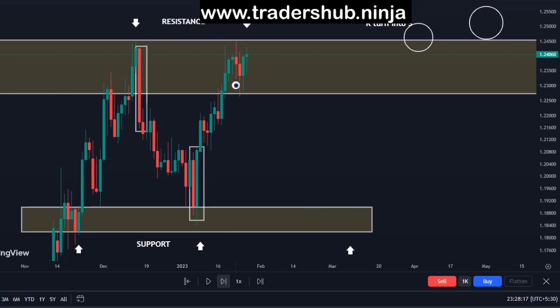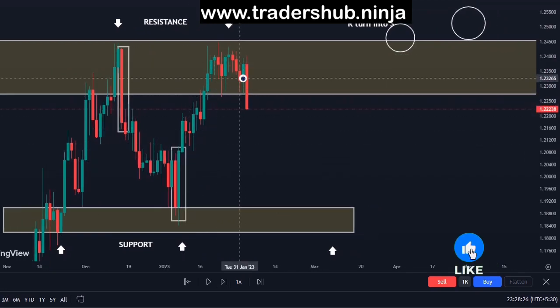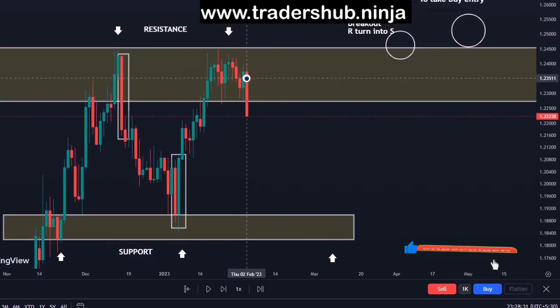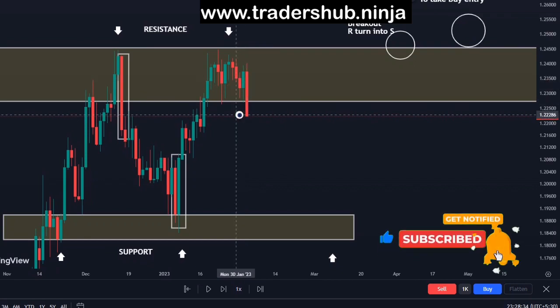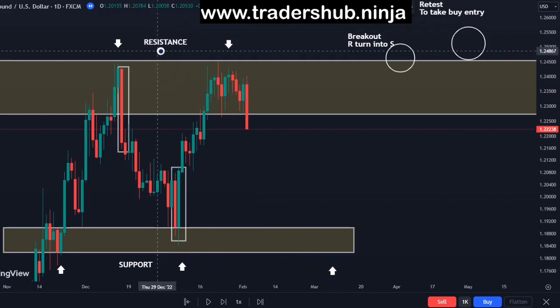Next candle, wait and watch the next candle. Look at this particular candle. These two candles: the first candle is a bullish candle and the next candle is a bearish candle. The second candle closed below the major level of structure, this particular resistance zone. These two candles are called a bearish engulfing candle because the second bearish candle completely covers the previous bullish candle. A bearish engulfing candle formed in a proper resistance zone. So we are ready to take a sell entry here.